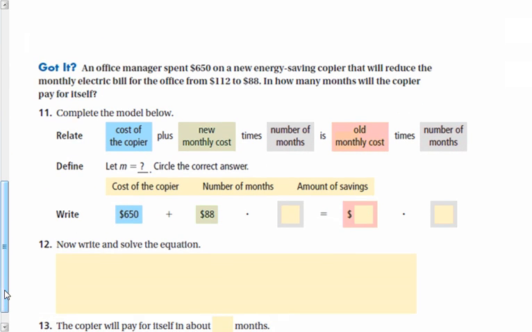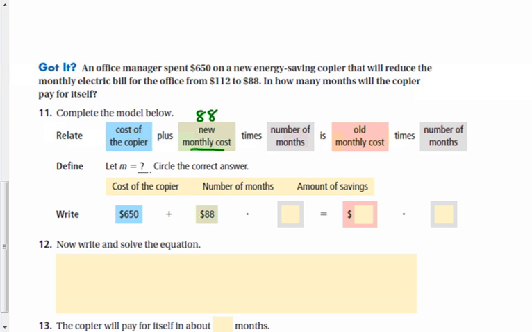So an office manager spent $650 on a new energy-saving copier that will reduce the monthly electric bill for the office from $112 to $88. And how many months will the copier pay for itself? So here's the model. The cost of the copier plus the new monthly cost. The new monthly cost is the lower price, 88, times the number of months is equal to the old monthly cost times the number of months. So if you didn't change it at all.